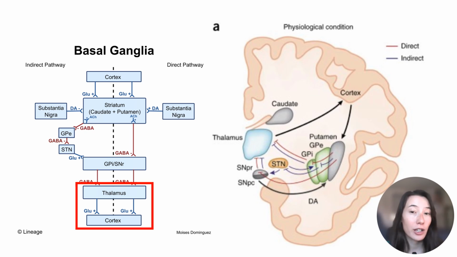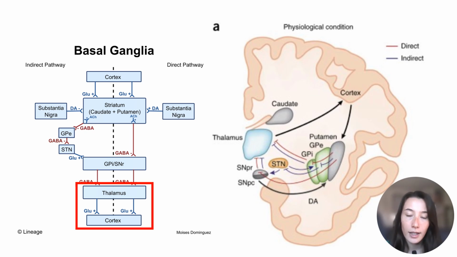We are still talking about what's normal, but I do want to clear something up that tends to be confusing. So if you look at the bottom of the flow chart where it shows the thalamus and the cortex, you're going to see that both pathways show that glutamate is being sent from the thalamus to the cortex, which means that you're exciting the cortex, correct?